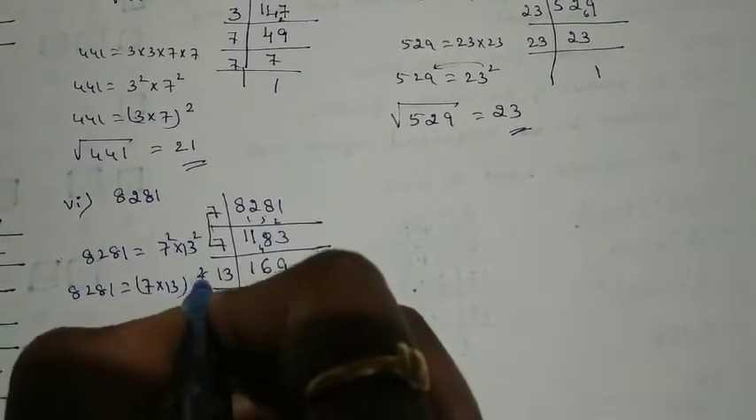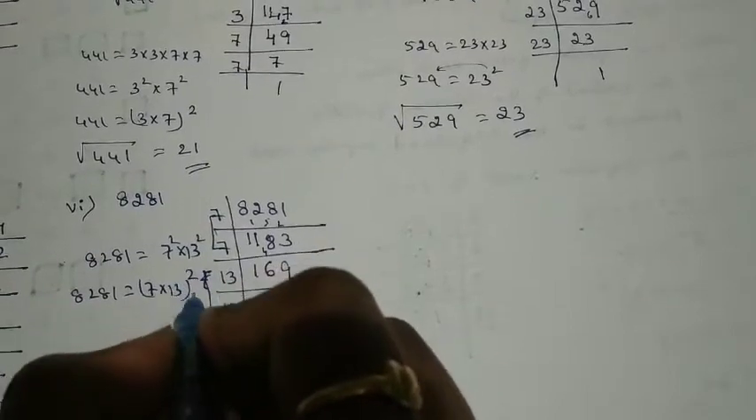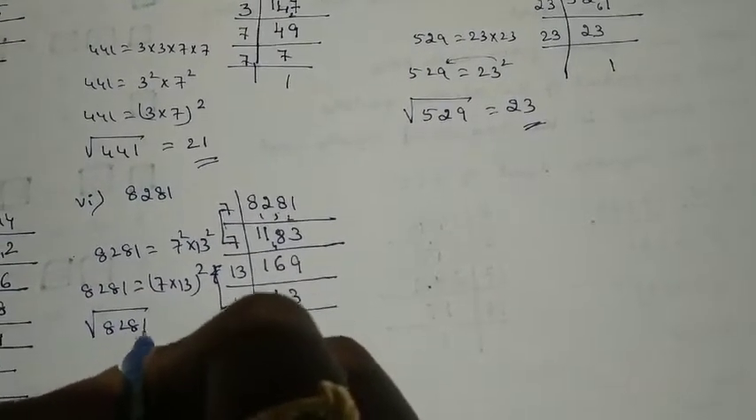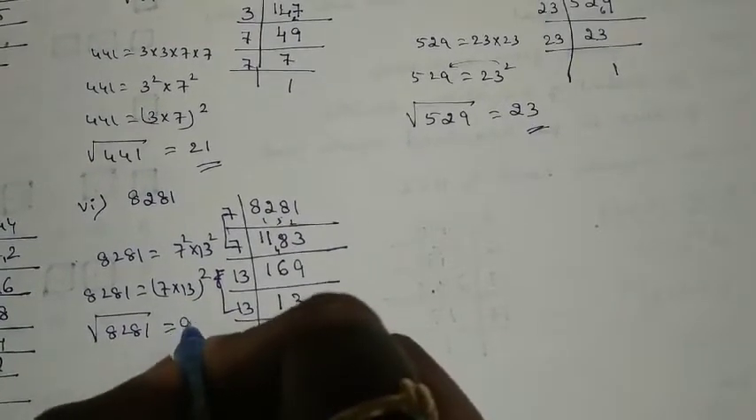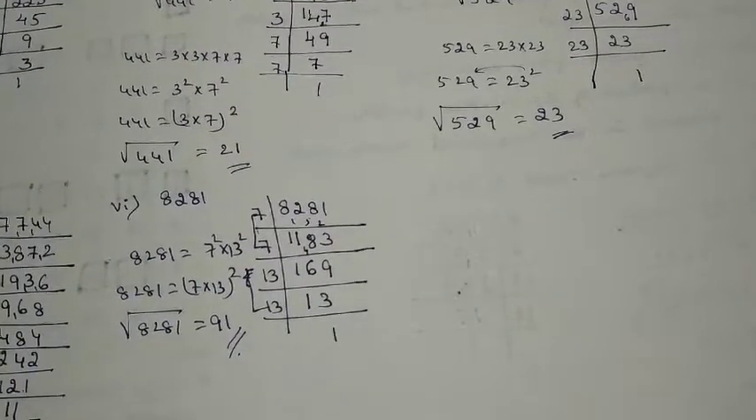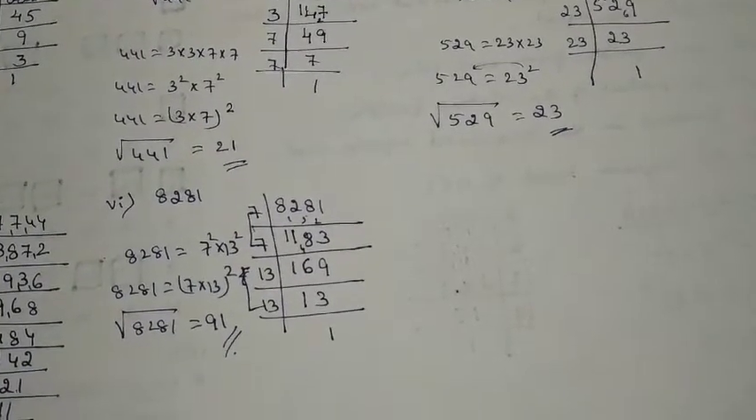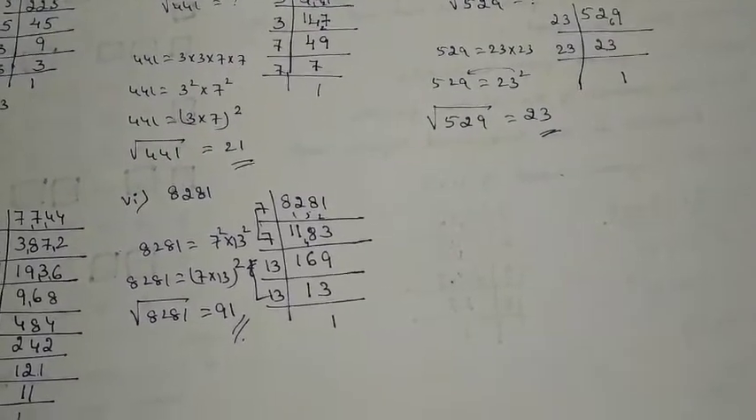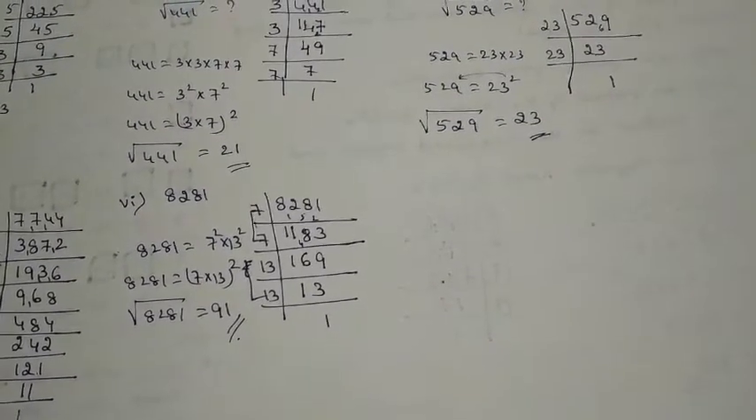Square sending to the other side becomes square root. Square root of 8281 is nothing but 13 sevens are 91. So 91 square is 8281, or square root of 8281 is nothing but 91. Hope this is clear. Now let me move to the 7th question.